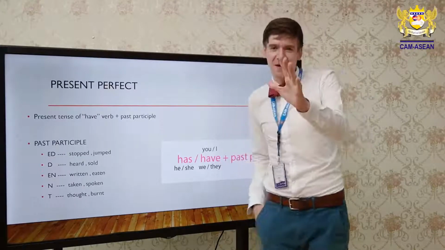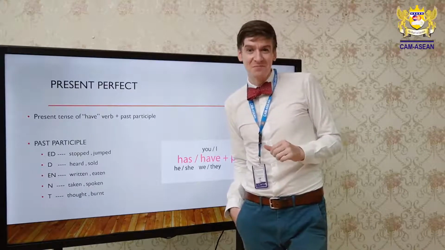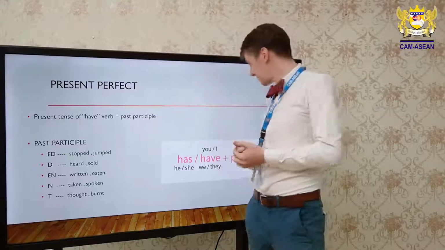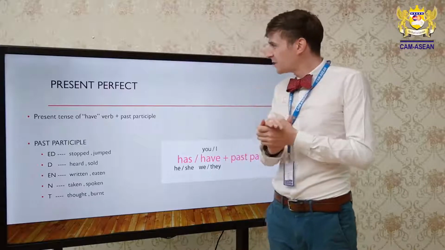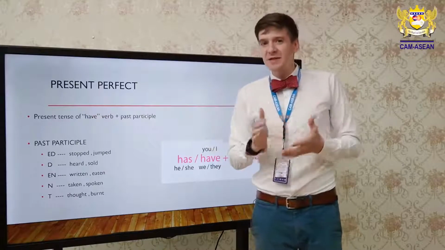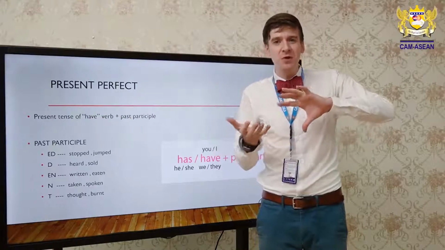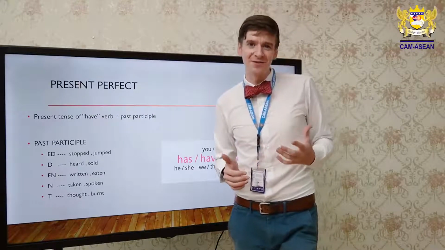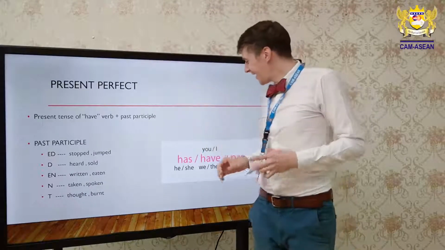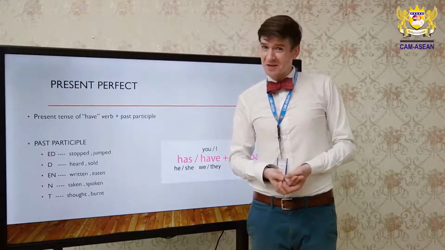I think you will recognize a lot of these verbs already. But maybe we're not sure what the past participle is. We'll look at some examples. The big thing with present perfect is the have verb. It's the present tense have. But we use have and we also use has. Both of those are present tense. Have and has.